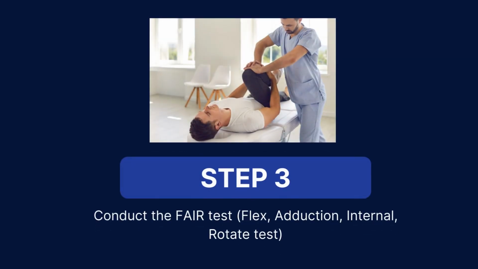Conduct the FAIR test. Position the patient in a side-lying position. Flex, adduct, and internally rotate the patient's hip with the knee flexed at 90 degrees. Note any reproduction of buttock pain or sciatica-like symptoms.